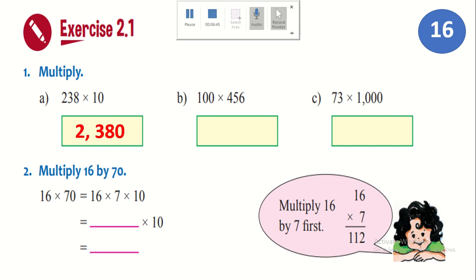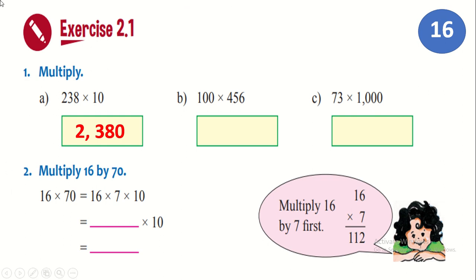Letter B: 100 times 456. For 100, you add 2 zeros. 456, then you add 2 zeros. The answer is 45,600.